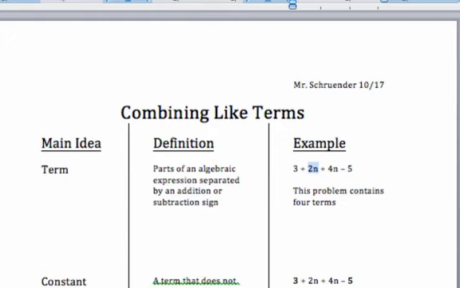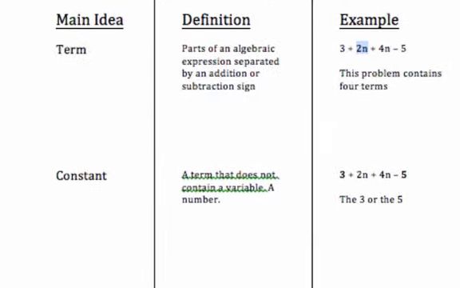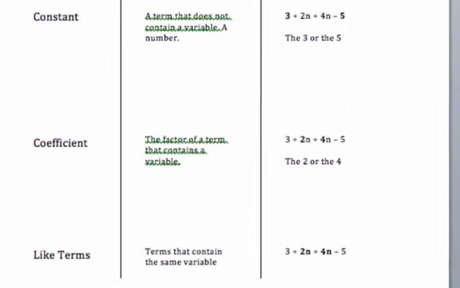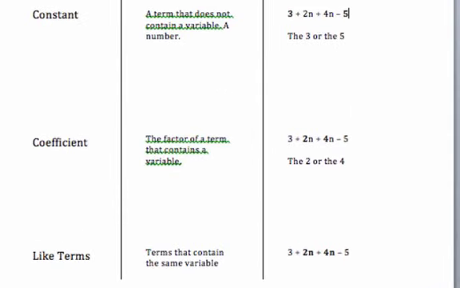A constant is a term that does not contain a variable. It's a number. So this 3 right here would be a term. This 5 right here would be a term. So the 3 or 5 would be a constant. A coefficient, it's a fancy term for a factor of a term that contains a variable. So in front of this n, there's the number 2. In front of this n, there's the number 4. The 2 and 4 are considered coefficients here.